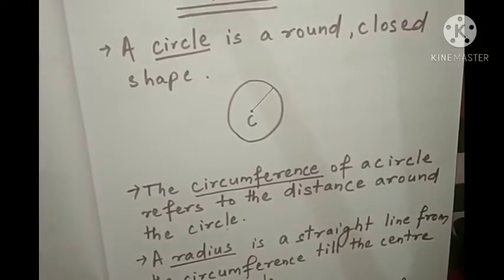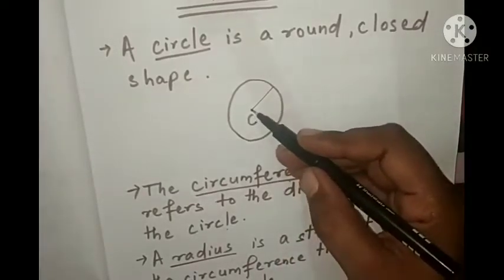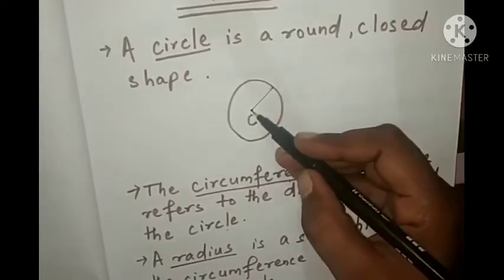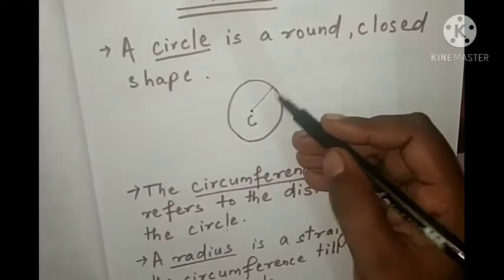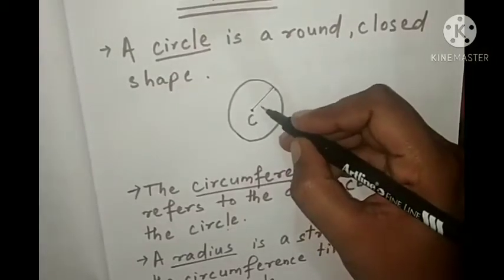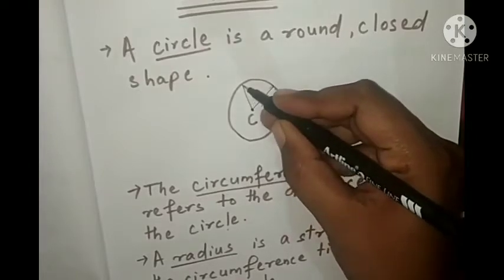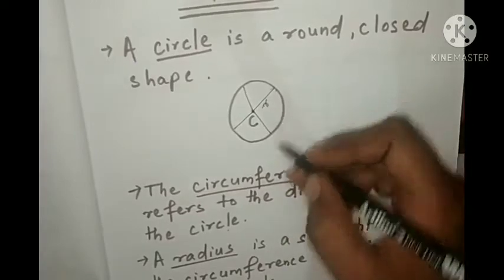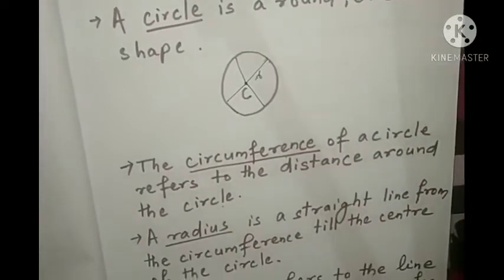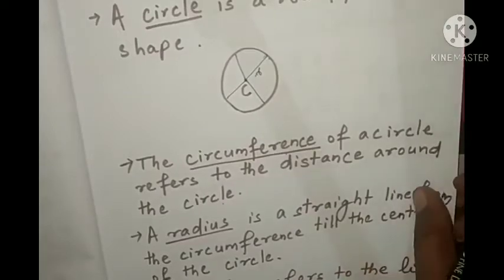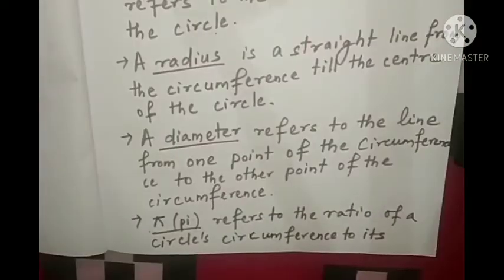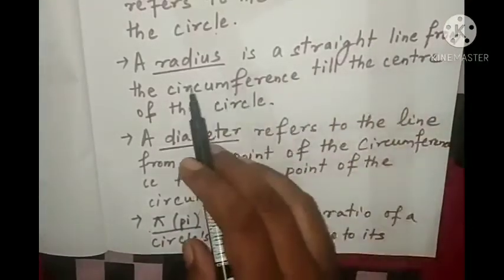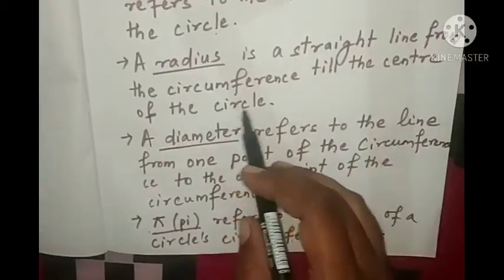Next, after circle, what we have seen is that the distance from the center of the circle to the circumference at any point is always equal. Wherever you find, that is always equal, and this distance is known as radius. So let's see what is radius. Radius is a straight line from the circumference till the center of the circle.